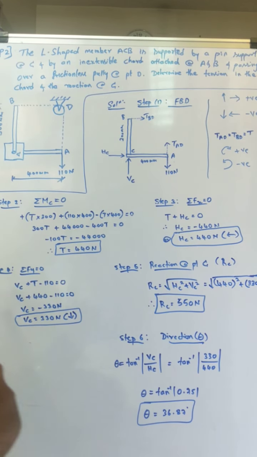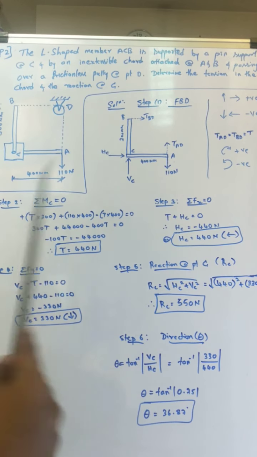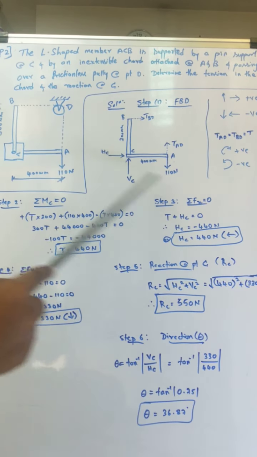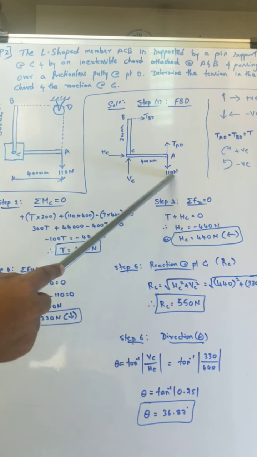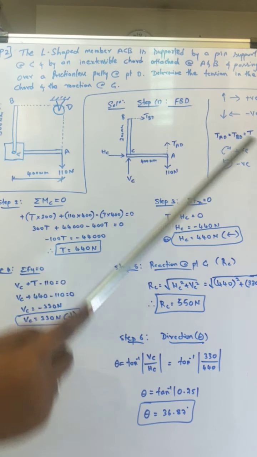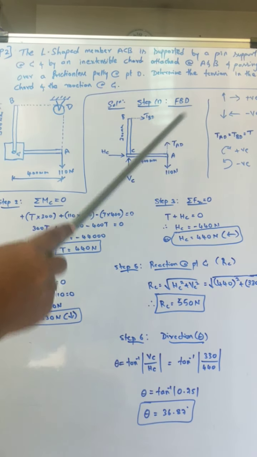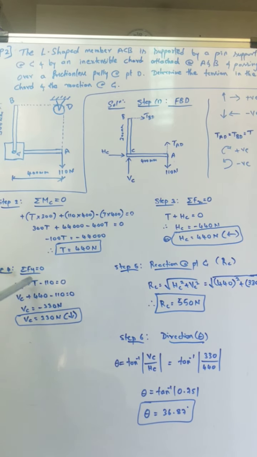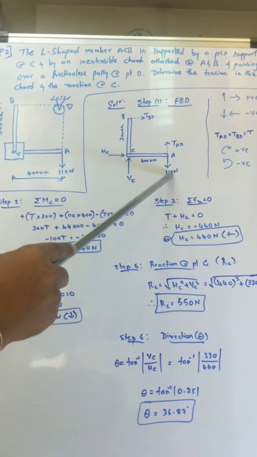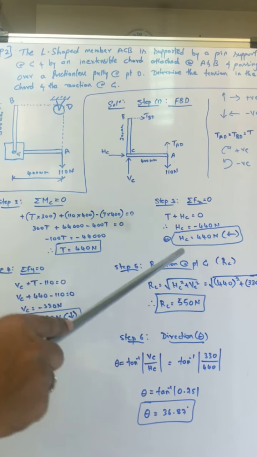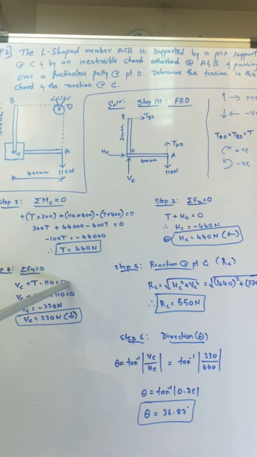Step 4. Summation Fy is equal to 0. All the y components should be equal to 0. Which are the y components? VC, 110 Newton, and T. There are 3 forces. So VC going upward, and T going upward, plus T. The 110 Newton coming downward is minus 110, equal to 0. So VC plus T minus 110 is equal to 0.